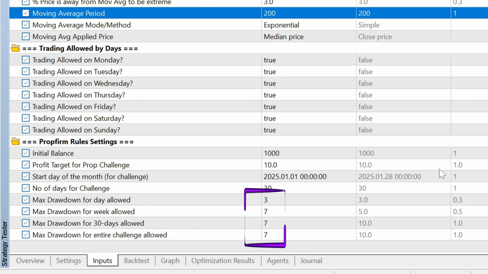And then the max drawdown settings for the challenge, best to keep them below the actual requirements so the EA stops with a little bit of a safety margin in case you want to make some changes.